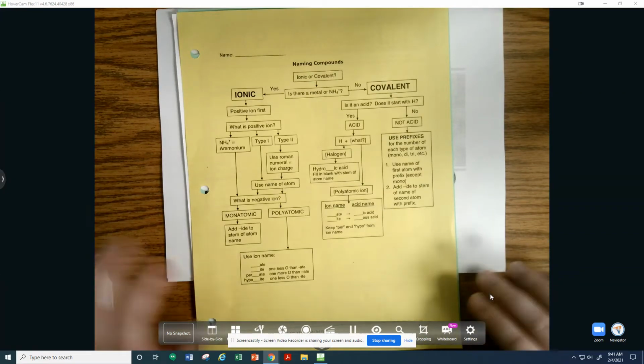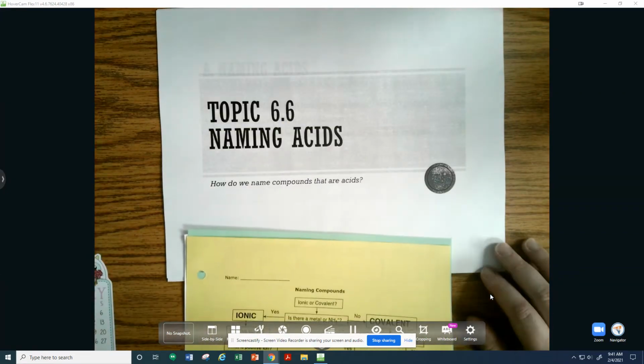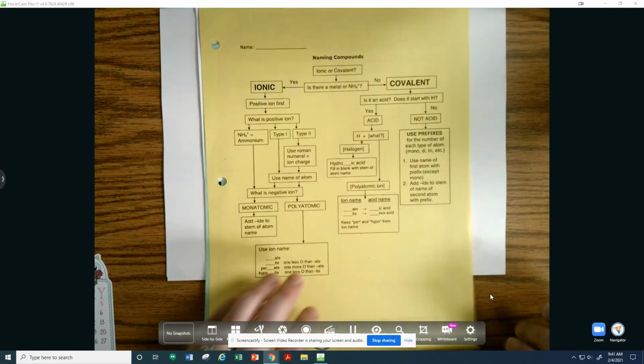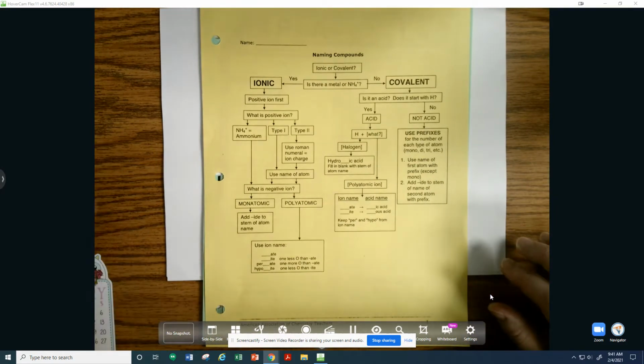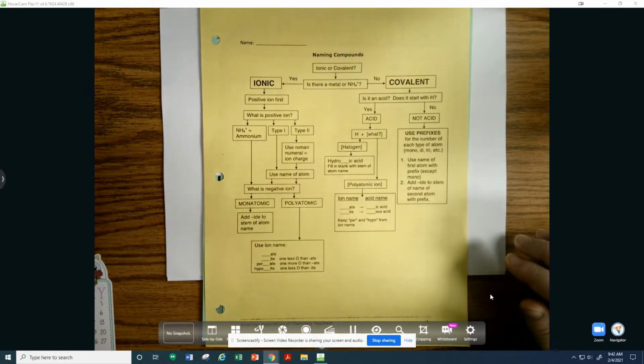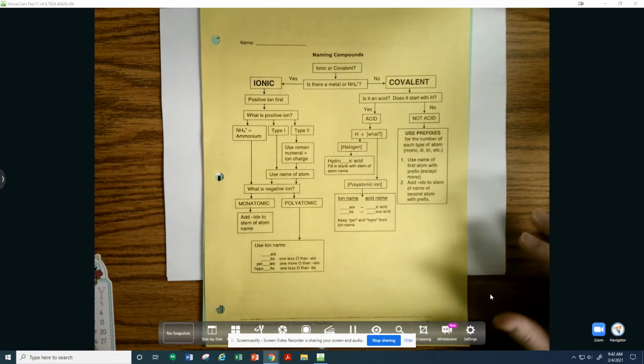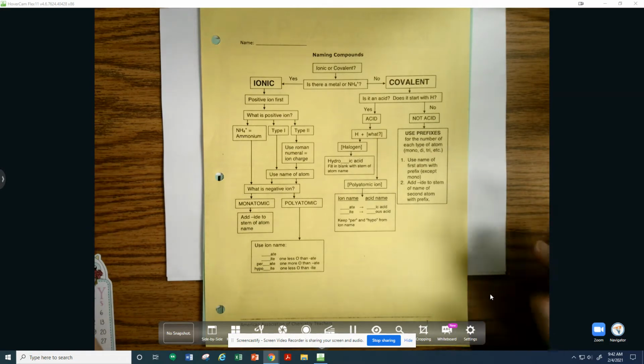Hi guys, welcome to topic 6.6, naming acids. So we have finally made it to the end of the process of chemical naming. Like I've mentioned off and on, chemical naming is not going anywhere, and we're going to spend a little bit of time mixing things together, changing things up to understand where we're at in naming.